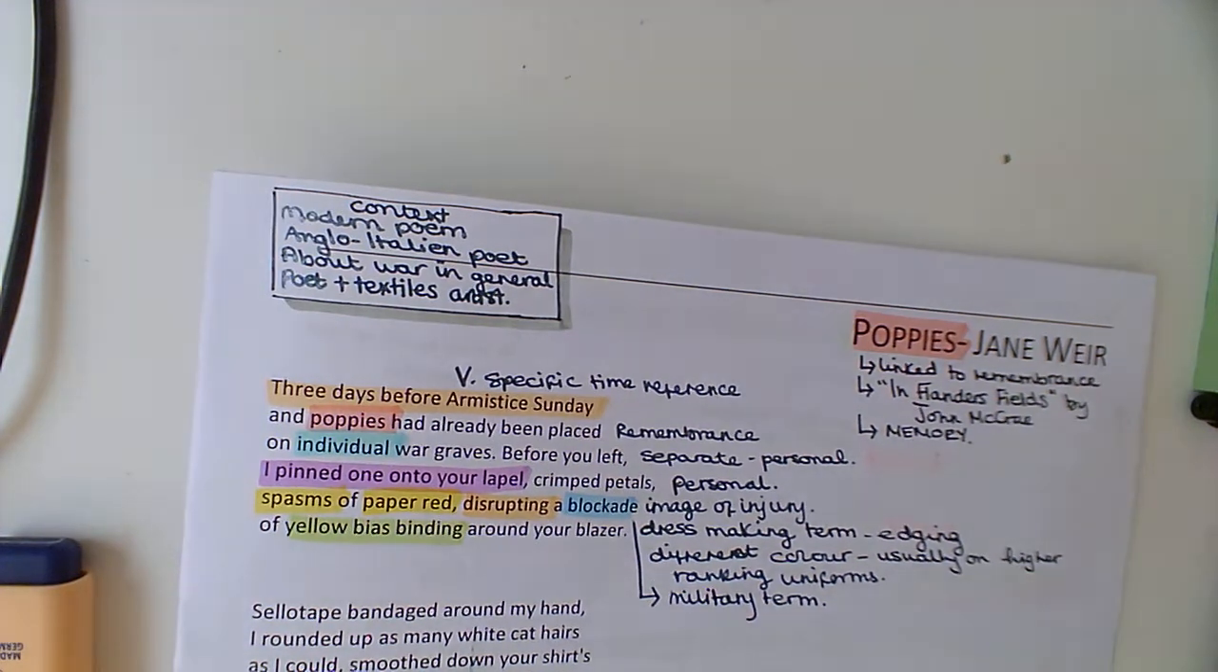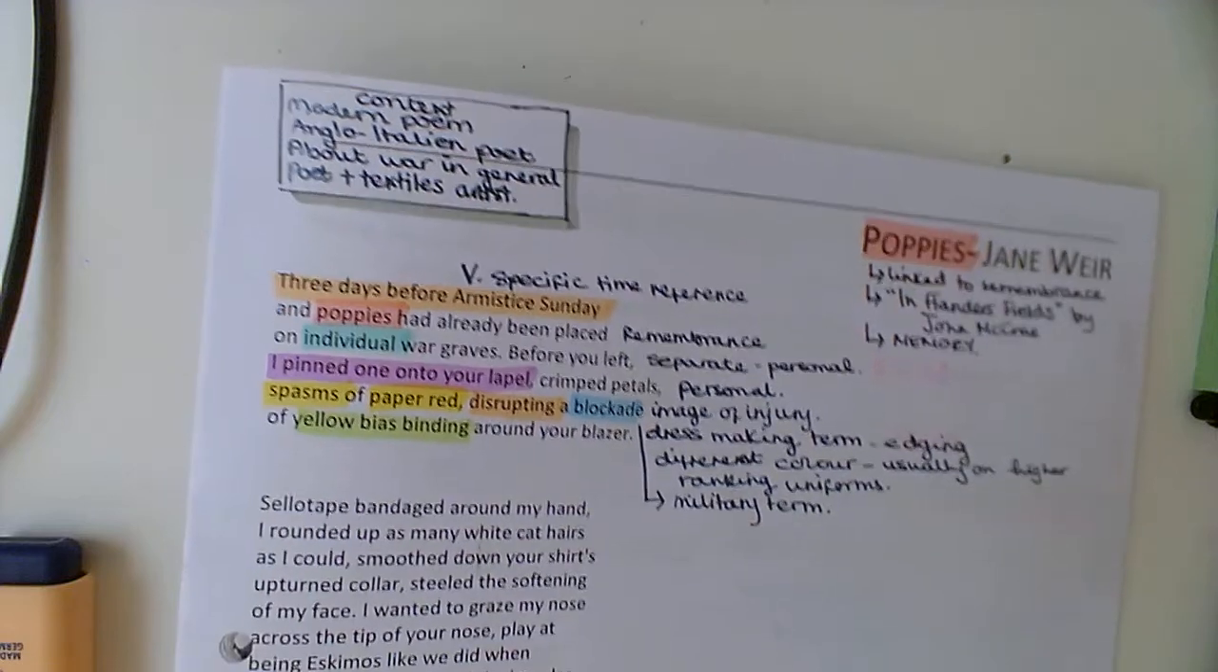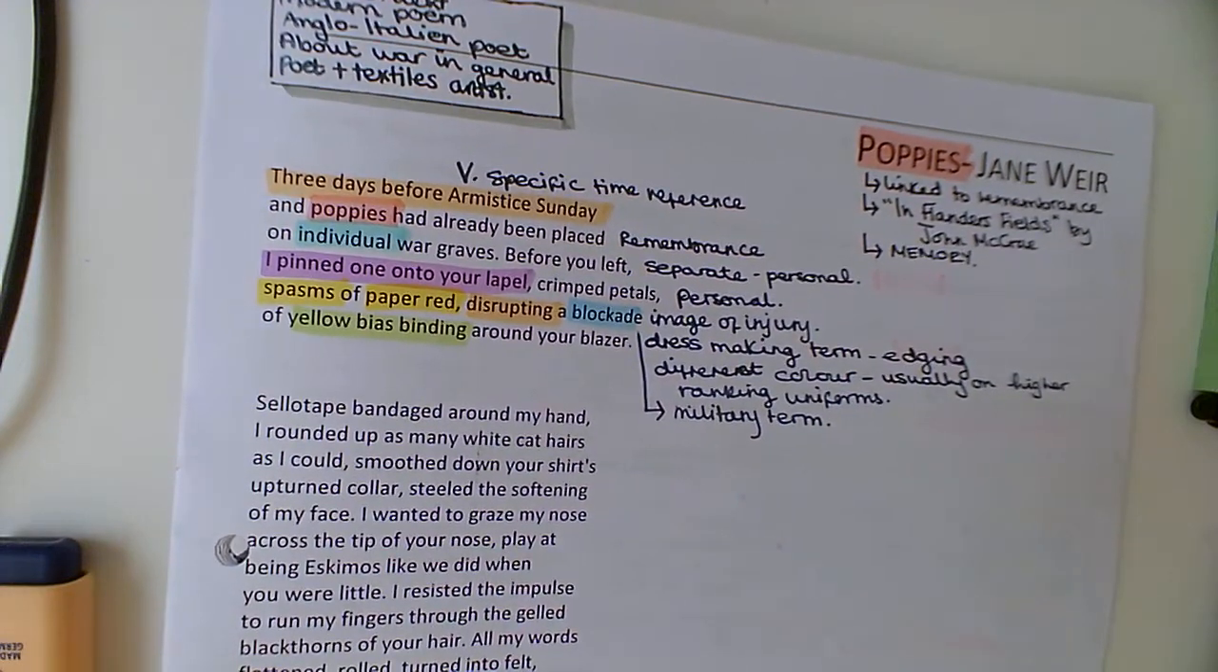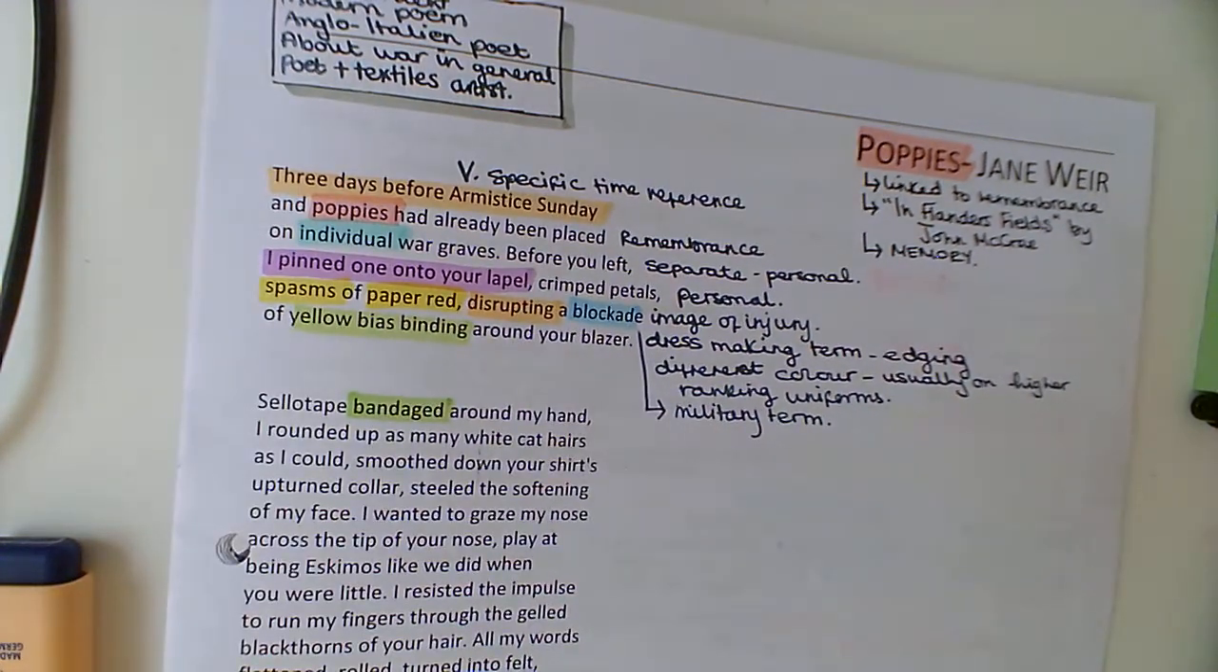So we've got two types of terminology here. We've got these dressmaking terms, which you could link to domesticity, to the housework, homeliness. And then you've got the military terminology here, which is obviously linked to the military, surprisingly enough. Okay, and then we get straight into this second stanza. Sellotape bandaged around my hand. I rounded up as many white cat hairs as I could, smoothed down your shirt's upturned collar. So this again is that domesticity, but it's bandaged. Again, linking to injury.